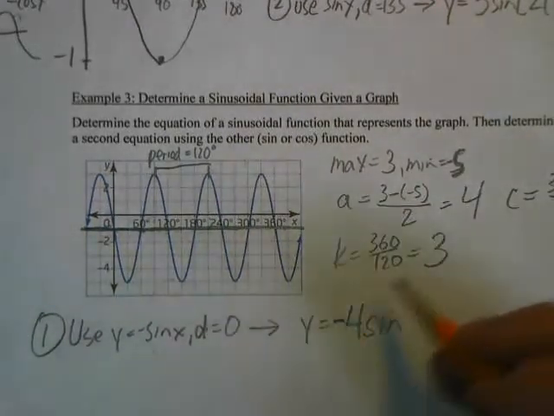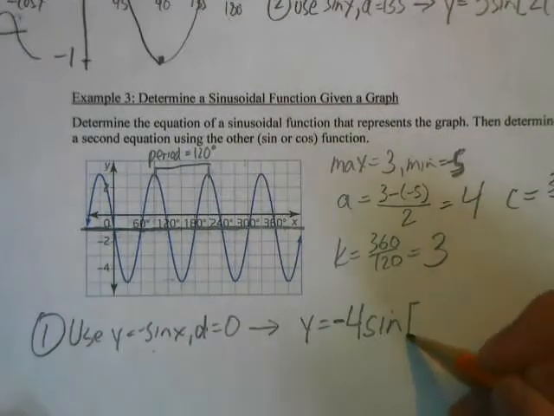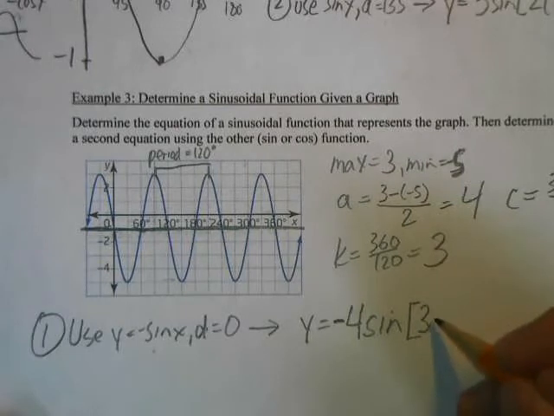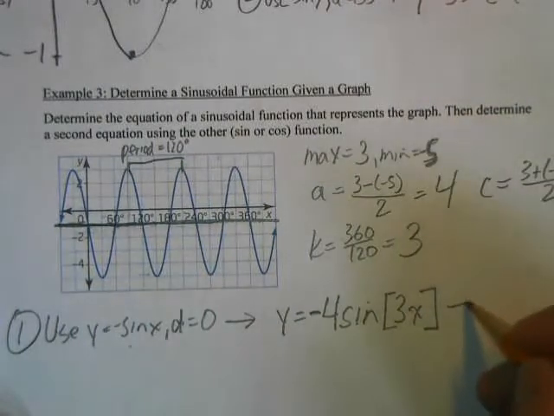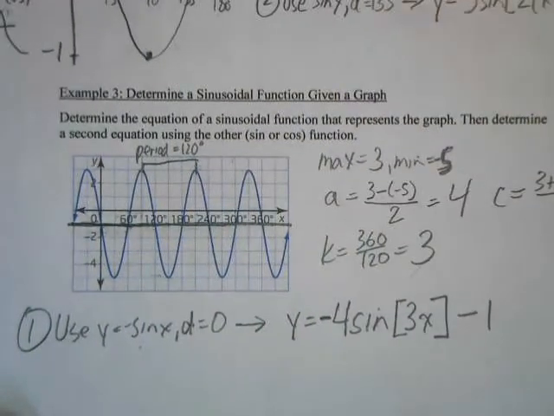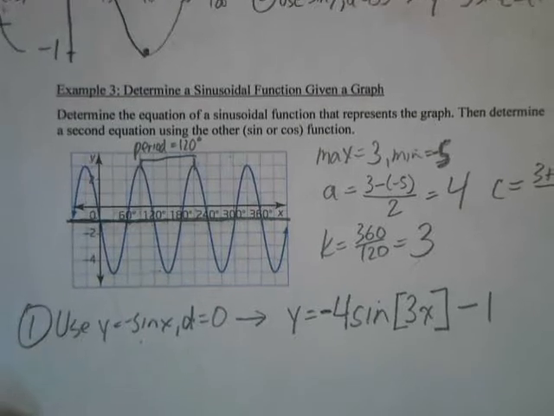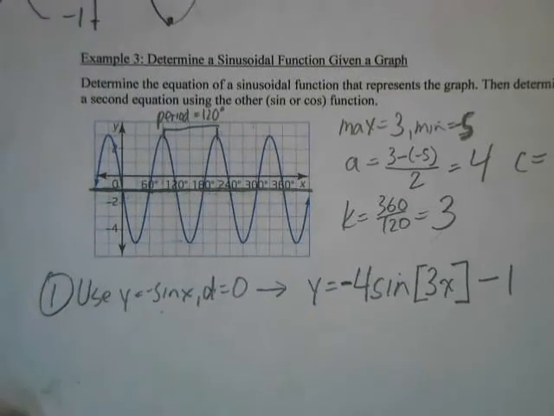And then the k value was 3, so 3x, because there's no d value, so just 3x, and then the c value was negative 1. So that's the first equation. That's the best equation because there's no phase shift.